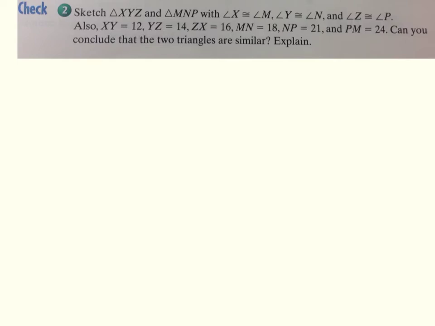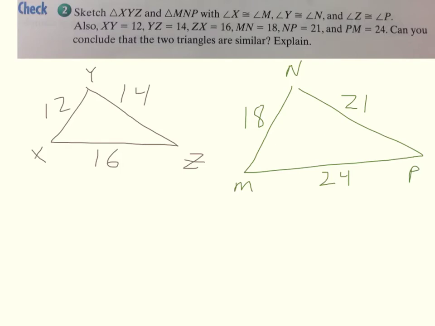Quick check number 2 asks us to sketch a couple triangles and then try to determine whether those triangles are similar or not. So please pause the video while you try to do this. Here I've sketched the two triangles. Now I'm going to mark the corresponding angles congruent. It says angle X is congruent to angle M, angle Y congruent to angle N, and angle Z congruent to angle P. Alright, so all our angles are congruent.